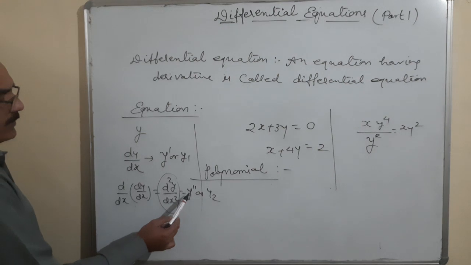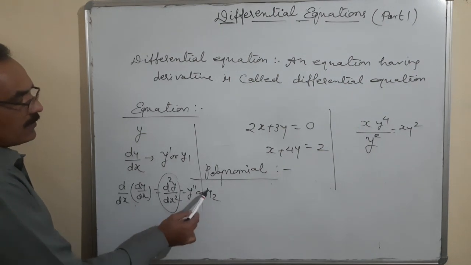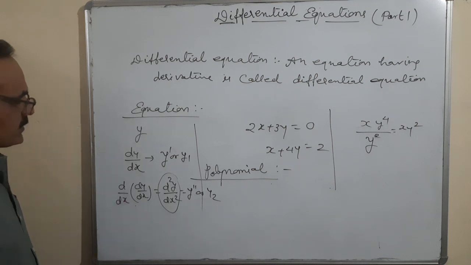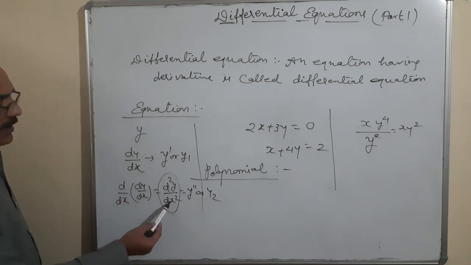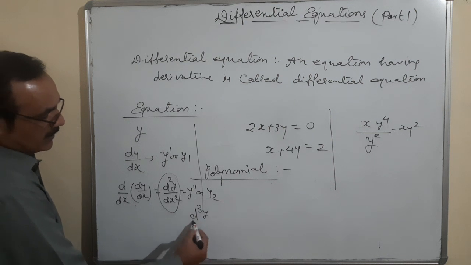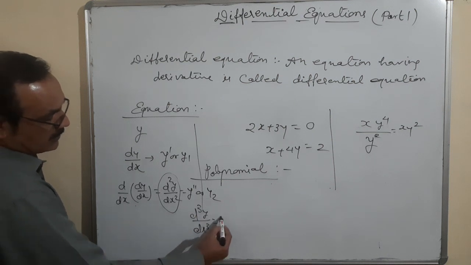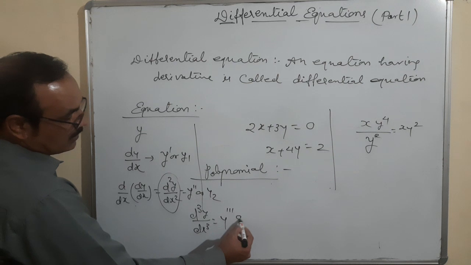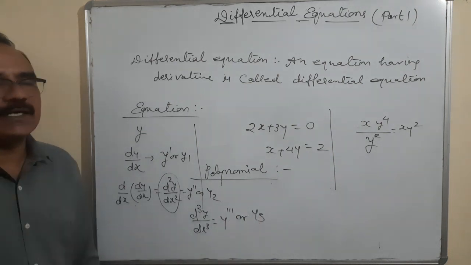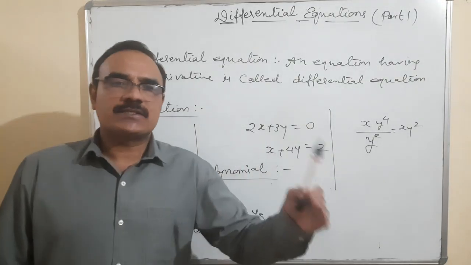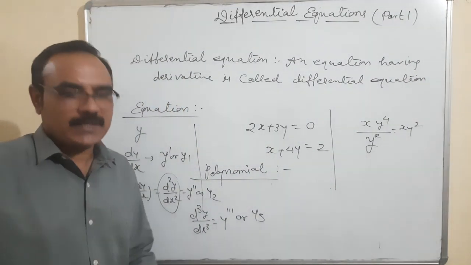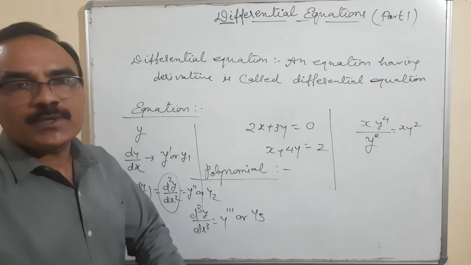Which is denoted by y double dash or y2, it indicates the second derivative of y. Same as the third derivative: d square y by dx square, d by dx, so it is d3y upon dx cube, equal to y triple dash or y3. So first derivative, second derivative, third derivative, the same as x square, x cube. I want to relate it to x square, x cube, because we are talking about equations.